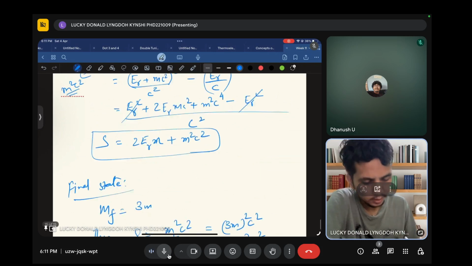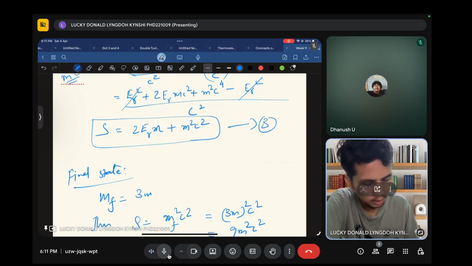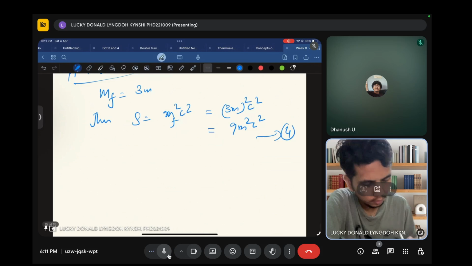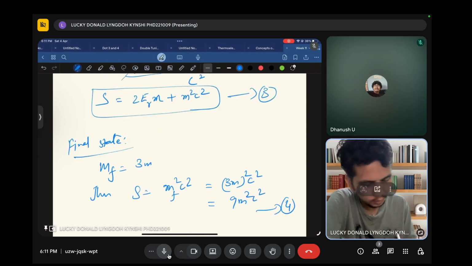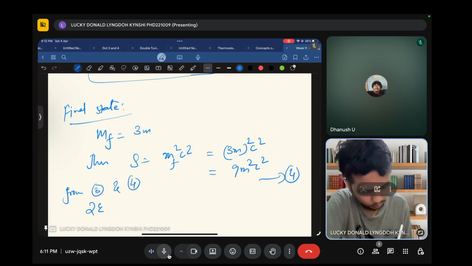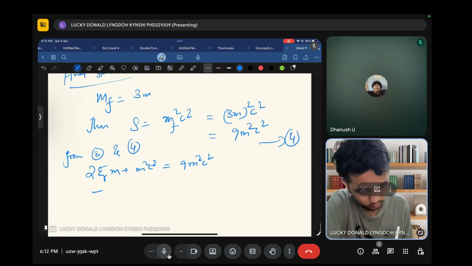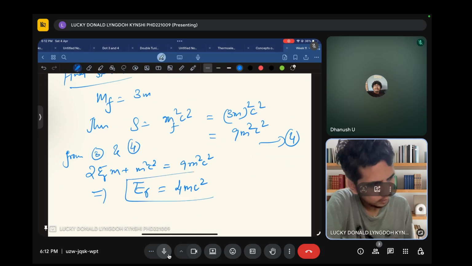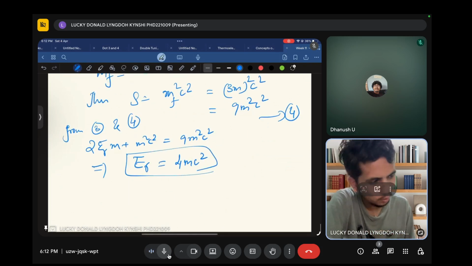To find the minimum energy, we equate equation 3 and equation 4, both being the same. From 3 and 4, 2E gamma m plus m square c square is equal to 9m square c square. If you solve, you get E gamma equal to 4mc square. For the rest mass of the electron, mc square is actually 0.5 MeV.